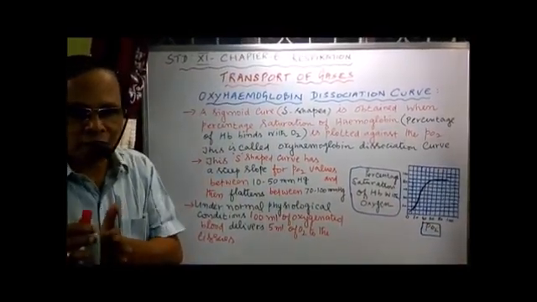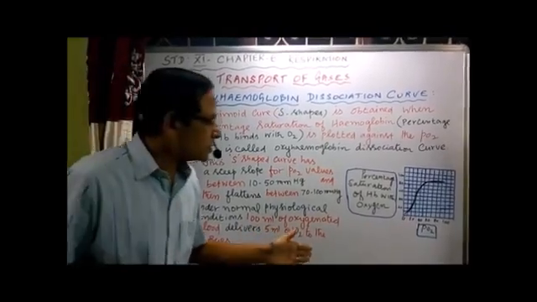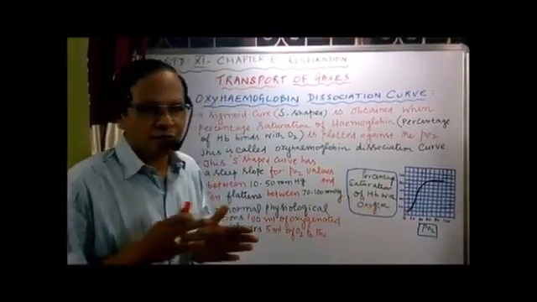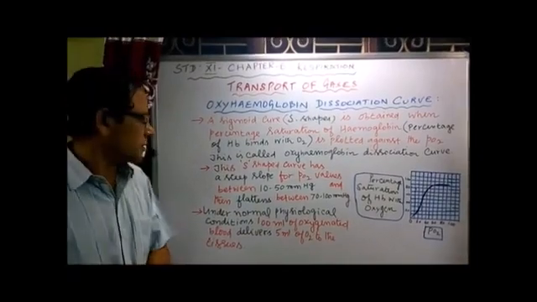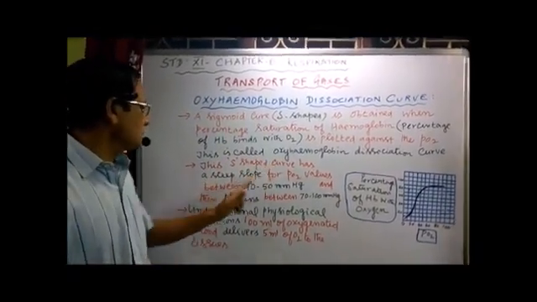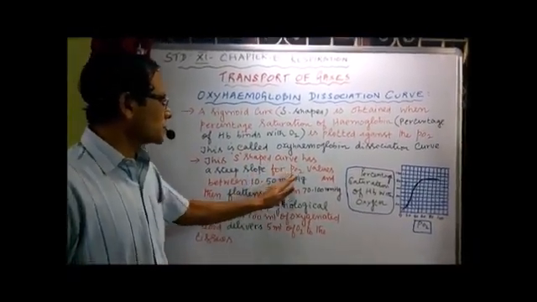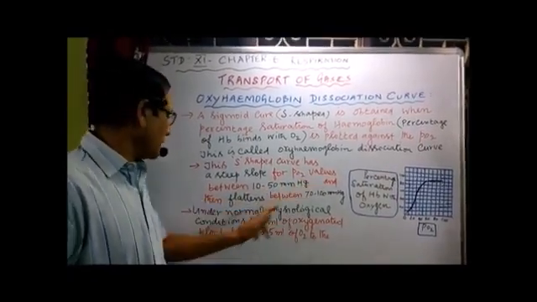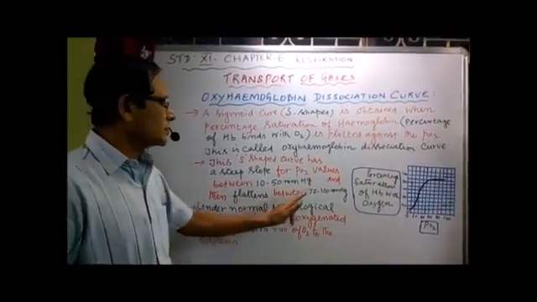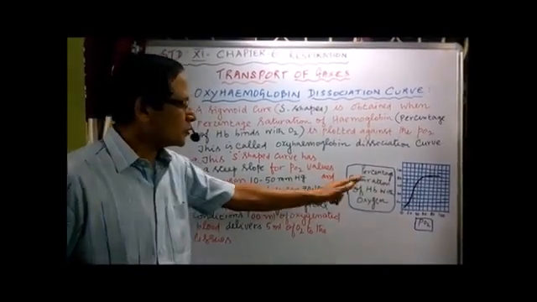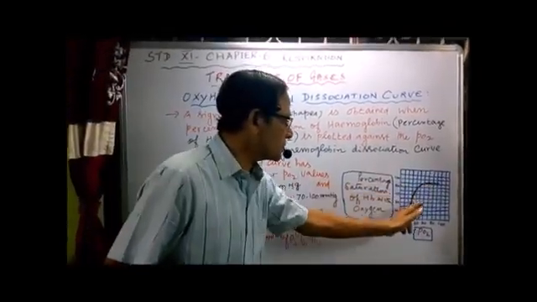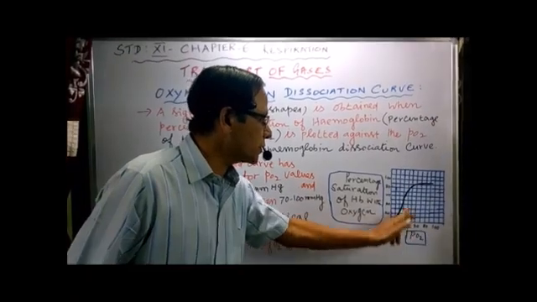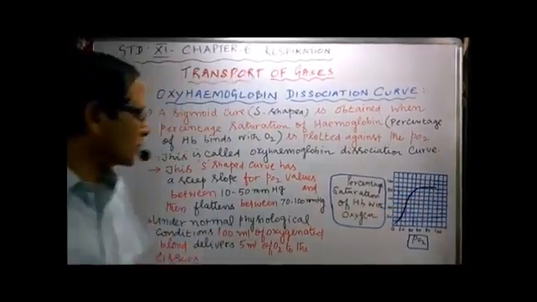Then after 70, between 70 to 100, it is flattened. So this S-shaped curve has a steep slope for partial pressure values between 10 and 50 millimeter mercury, and then flattens between 70 to 100 millimeter mercury. You can see the flattened nature. This is the steep slope between 10 and 50. This is the flattened nature of the curve.